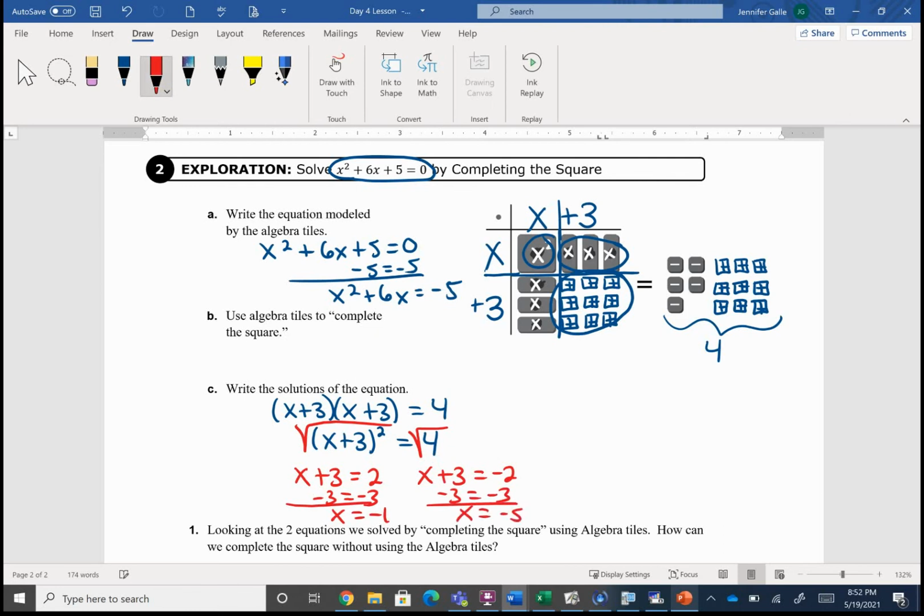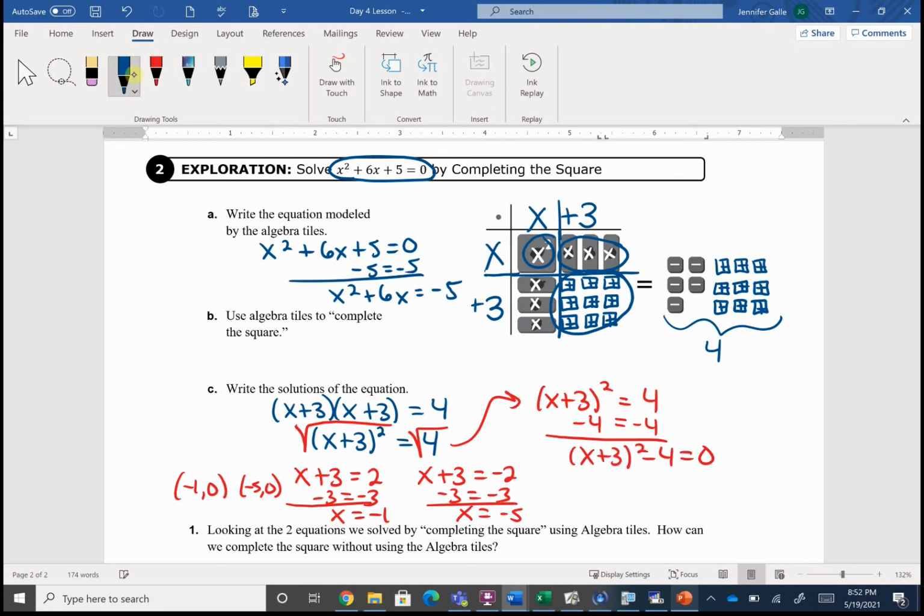And once again, we would have x-intercepts at (-1, 0) and (-5, 0) if we were to graph this. Same as we saw earlier, if we needed to graph this, we really don't have to do a lot of extra work to find the vertex and the axis of symmetry. So if we just undo moving our constant, let's bring it back to the left. Now I have vertex form.